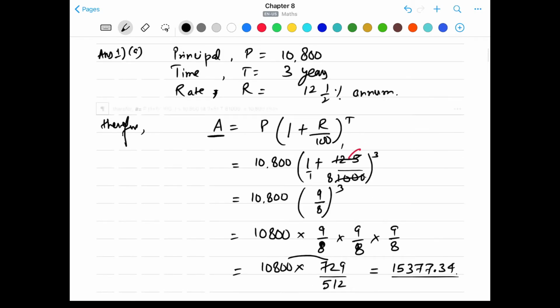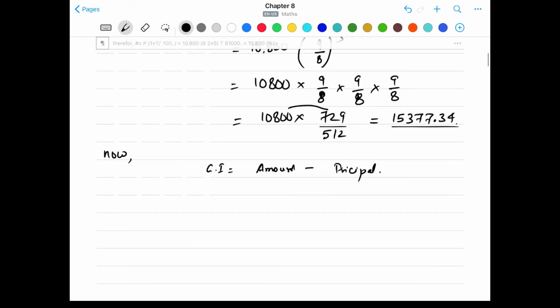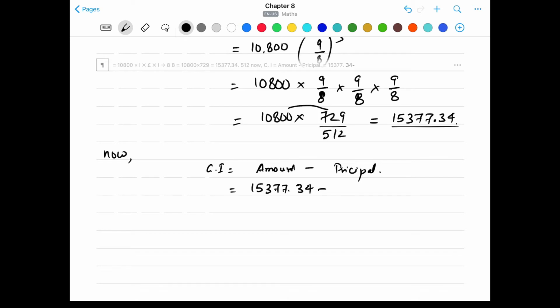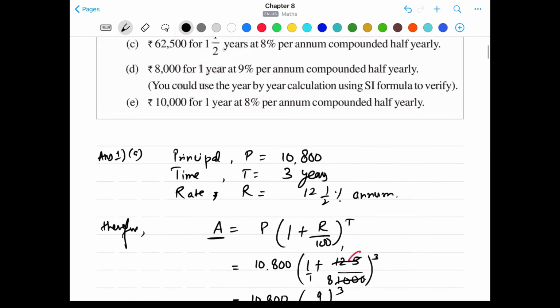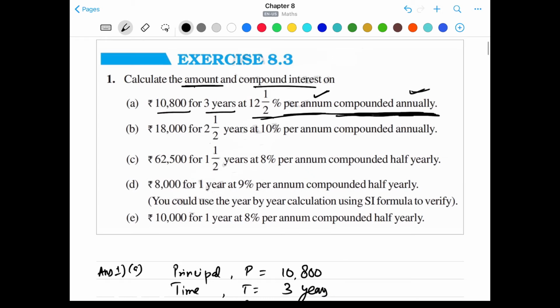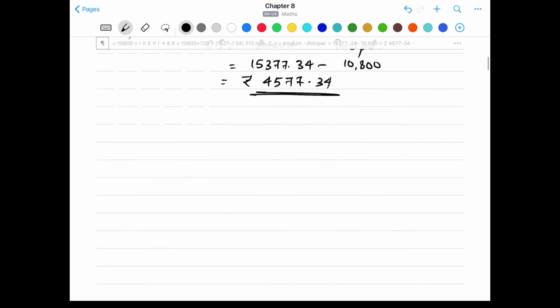Okay, as this formula will give us amount, so the amount is 15,377.34 and the principal is 10,800, and when you subtract the two, you will get the result as 4,577.34 rupees. Okay, so that's the answer. This is your amount and this is your CI, which is compound interest. Okay, that's how we'll find the compound interest and the amount for any given principal.